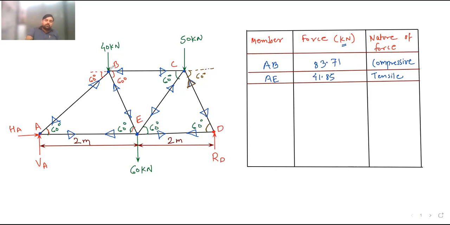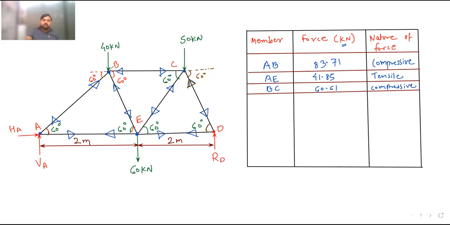Now from A go to point B. BA, then there is no need to write BA again; once we have written AB, there is no need to write BA again. Then BC. What is the answer for BC? This is BC, 60.61. Compressive or tensile? Compressive. So you should write here compressive.